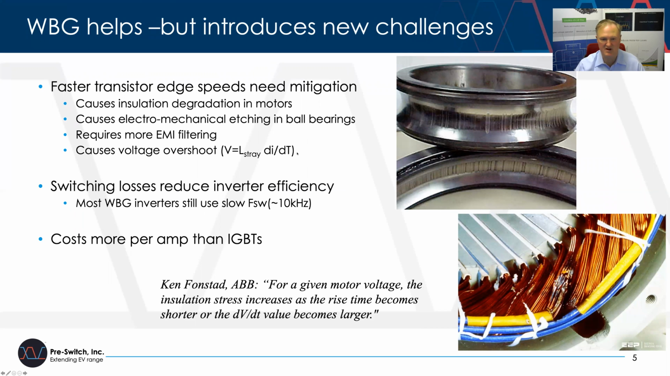There's an additional problem with very fast dV/dt, and what that does is create an overshoot. And then, of course, the switching losses in the inverters are often weighed against the motor efficiencies. And wide bandgap still is using small and very low switching frequencies. For instance, the Tesla Model 3 is still switching at 10 kilohertz, even though it's using silicon carbide technology. And last is that in the case of silicon carbide, it costs more than silicon IGBTs. Now that gap is shrinking, of course, but it's going to be a lot more years before they're at parity. So let's talk about how we can improve the performance of silicon carbide in an EV.